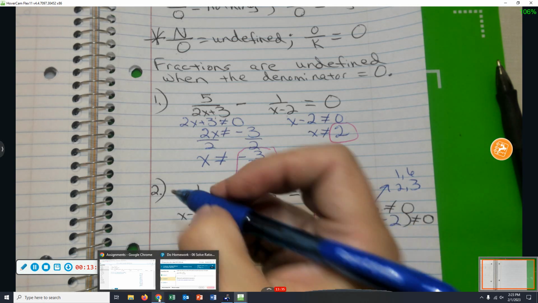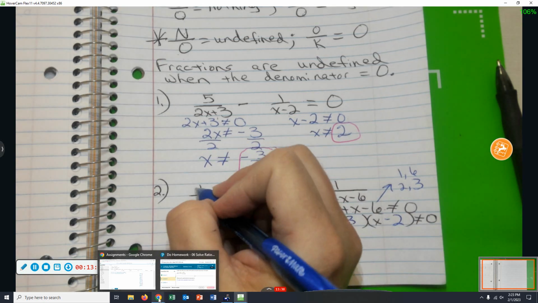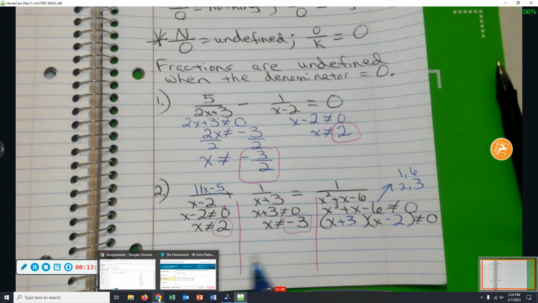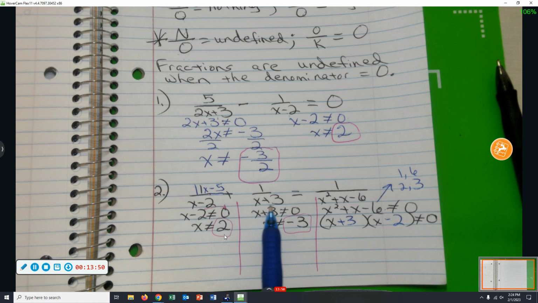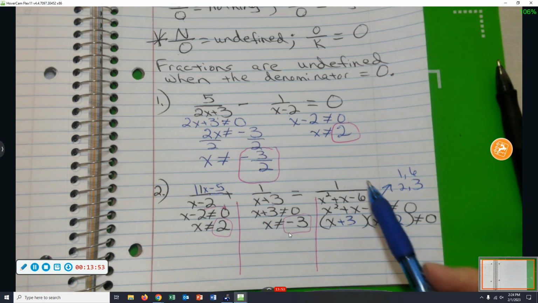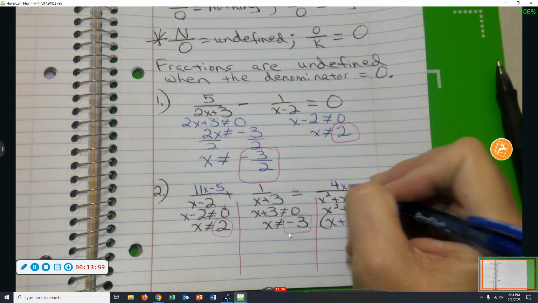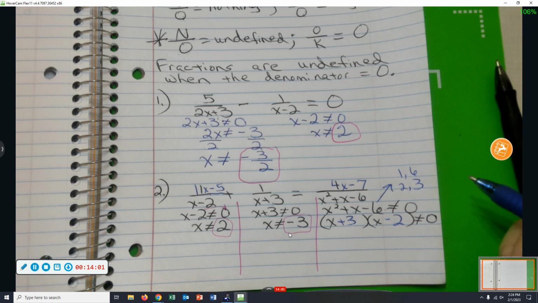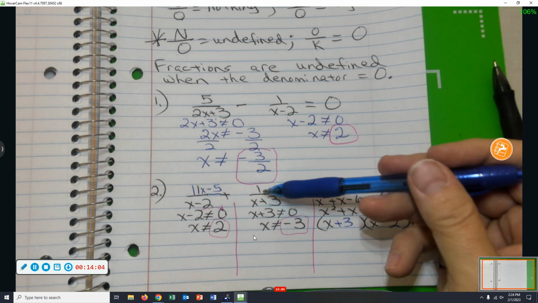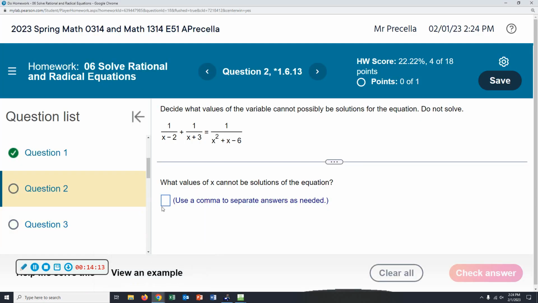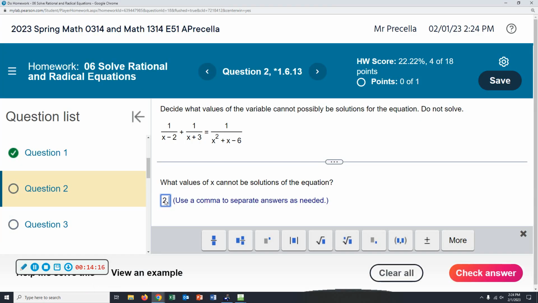Suppose number 2 had looked like this. Suppose that top had been 11x minus 5. That changes nothing. To determine when a fraction is undefined, the only thing you look at is the denominator. If this numerator appeared as 4x minus 7, that still would not change the answers. Numerators have no impact on determining when a fraction is undefined, only the denominators. So we'd have to exclude 2 and negative 3.